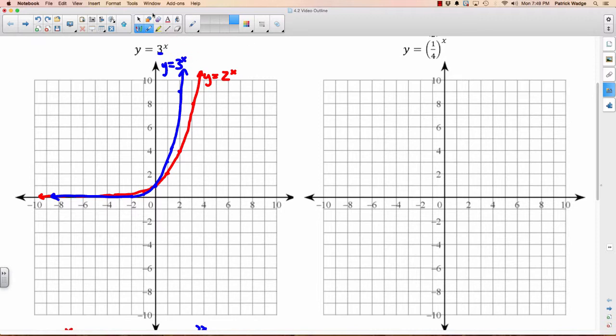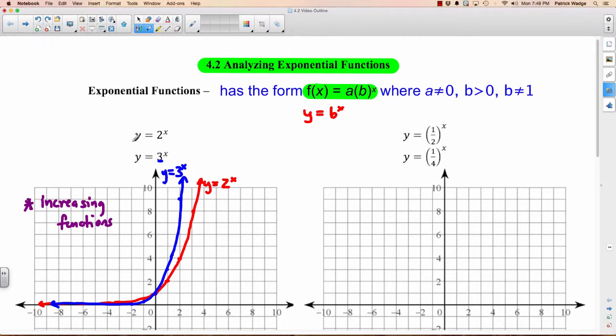Both of these graphs, by the way, are called increasing functions. And I hope that's somewhat self-explanatory why, because as you move from left to right, they get bigger and bigger. As you put bigger numbers into this position right here, you get bigger output values too. Okay, so what these two graphs have in common is that the b values, the 2 and the 3, are greater than 1, right? Remember, the b value cannot be 1, so we're interested in what happens when it's greater than 1.